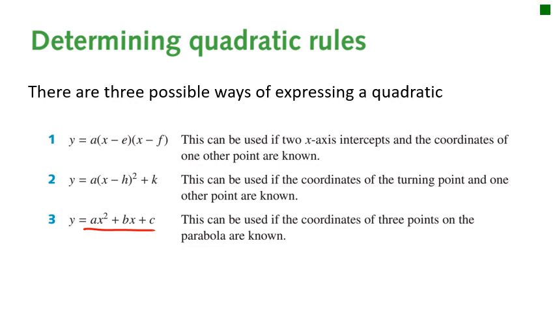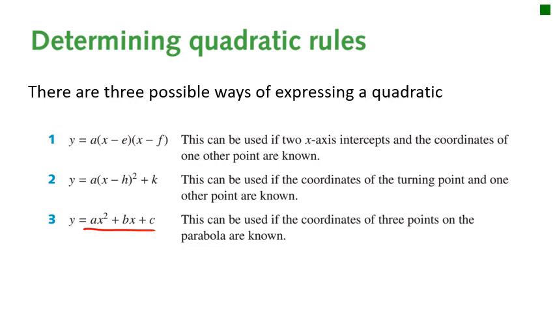In order to determine the rules, there's 3 different ways of expressing the functions. You can put it in this fully factorized form here. Now if you do that, that means you've got 2 axis intercepts. So what you'll be faced with is questions where you're given certain pieces of information, and depending on what information you're given, that will determine which one of these 3 equations you're going to begin with. So how do we know which one to use? Well, as we can see, we're going to use the first one if we've got 2 x-axis intercepts and the coordinates of another point. That might look like this.